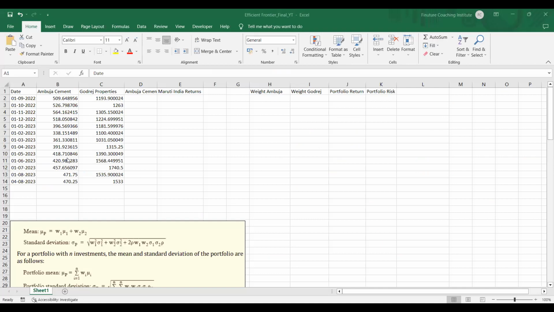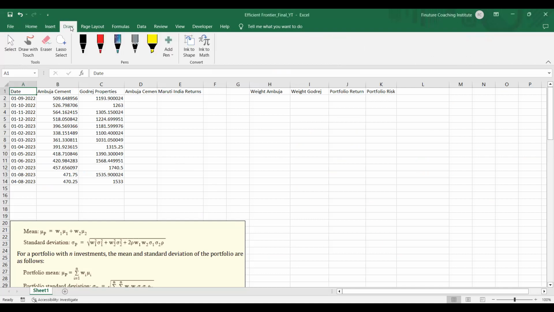So here are two stocks that we have chosen randomly. One is Ambuja Cement and the other is Godrej Properties. So more or less real estate related stocks. These are the monthly stock prices from last year, from September 2022 till August 2023. So corresponding monthly prices are given over here.